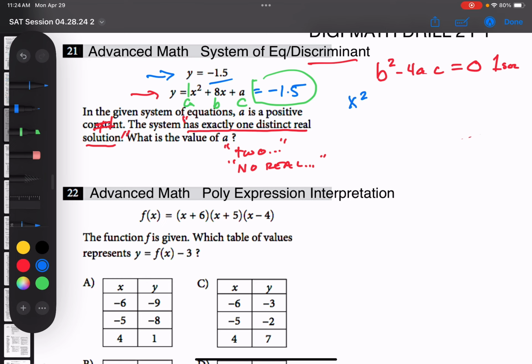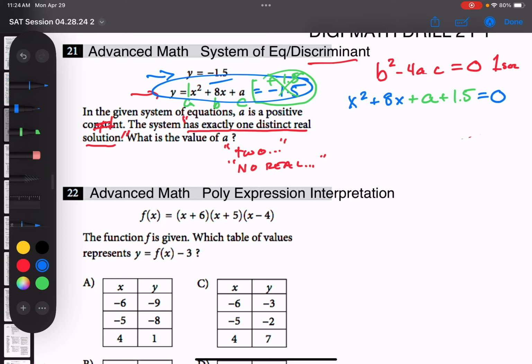x squared. So I'm taking all this, right? And I'm going to move the negative 1.5. So it's going to be x squared plus 8x. Now I'm adding the positive 1.5 to both sides. That cancels out. So it's going to be plus a plus 1.5. And then we set that to equal 0. You with me so far?